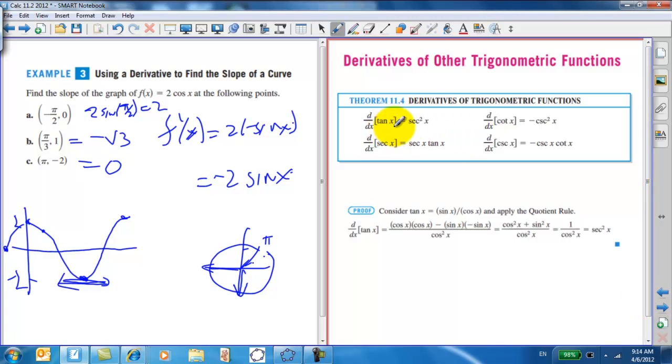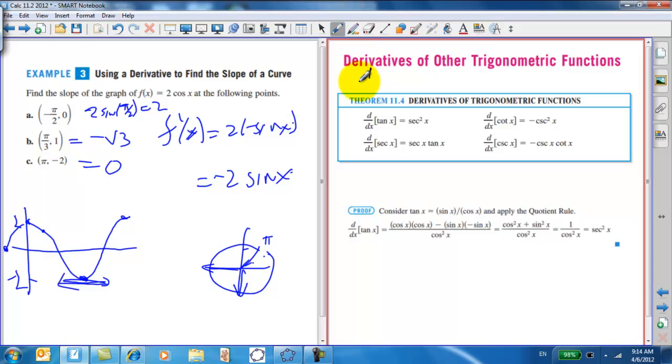The derivative of the tangent is the secant squared. Now that's strange. The derivative of the secant is secant tangent. The derivative of the cotangent is negative cosecant squared. Notice it's just like the tangent, but you got a negative sign here. And the derivative of the cosecant of x is negative cosecant x, cotangent x.